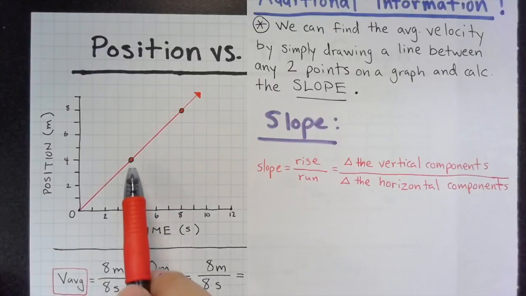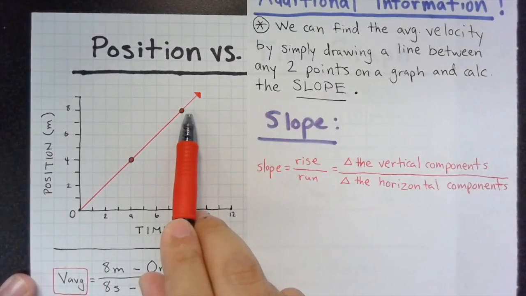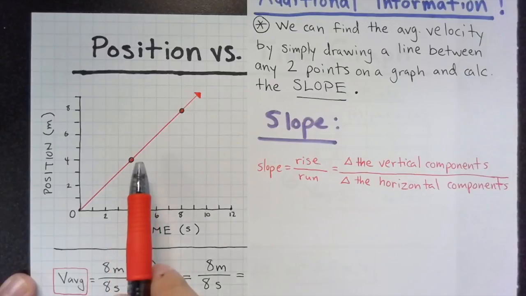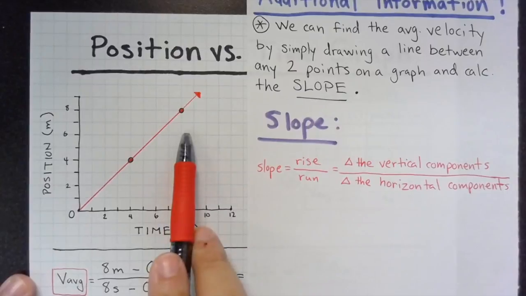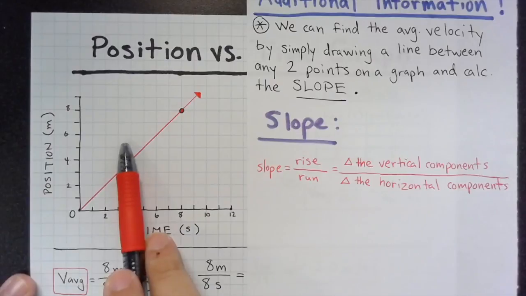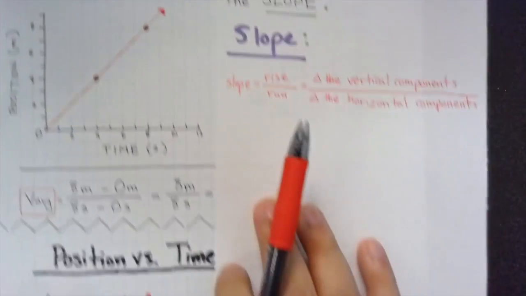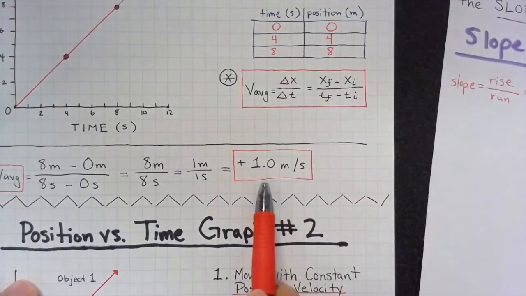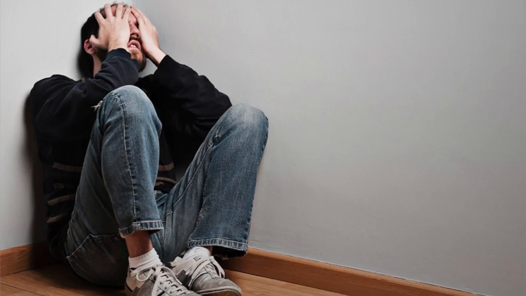If we look at the initial position at this point, the position is 4 meters. It changes to 8 meters, so the difference in the rise is 4 meters. If we compare the time at this point, which is 4 seconds, and the time of this point, which is 8 seconds, the difference is 4 seconds. So 4 meters divided by 4 seconds is just 1 meter per second, which is exactly what we got in our original answer.